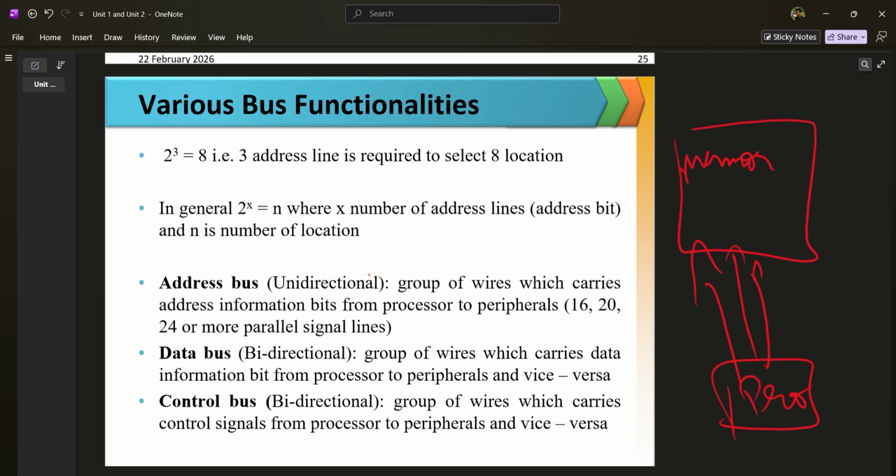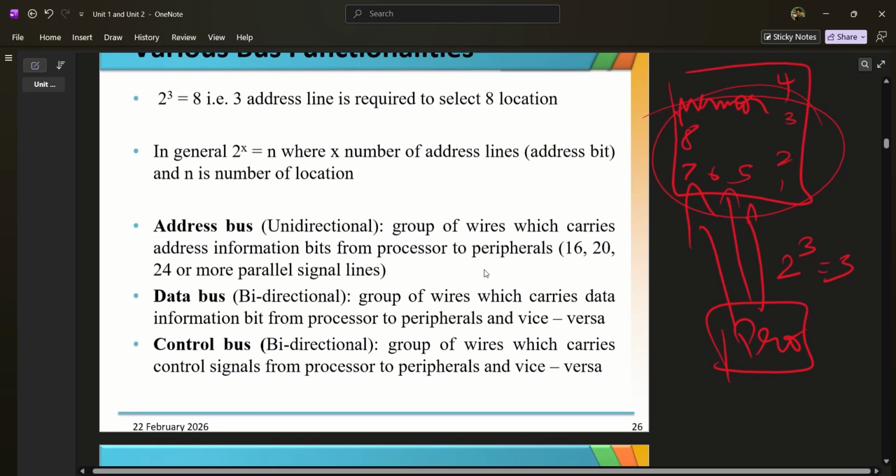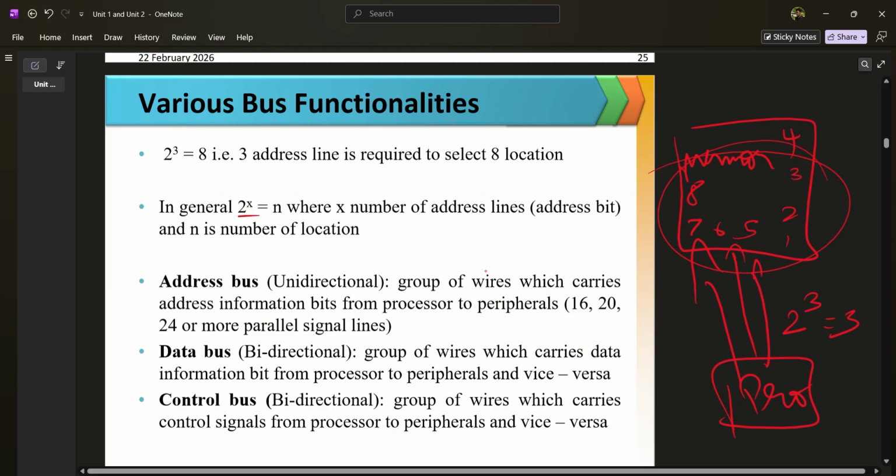Let's say we have 8 memory locations here, 1 2 3 4 5 6 7 8. In order to represent that, we only need 2 power 3, which is three address lines, to represent 8 memory locations. In general, if we need to represent 2 power n memory locations, we use n bits to represent them.